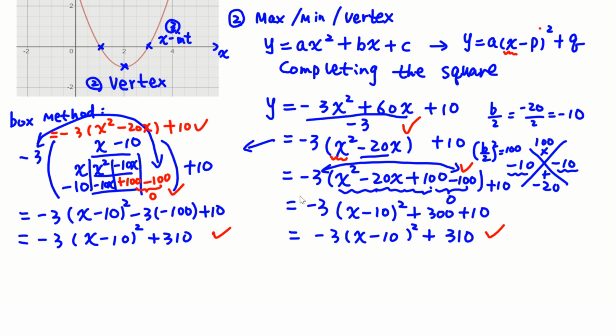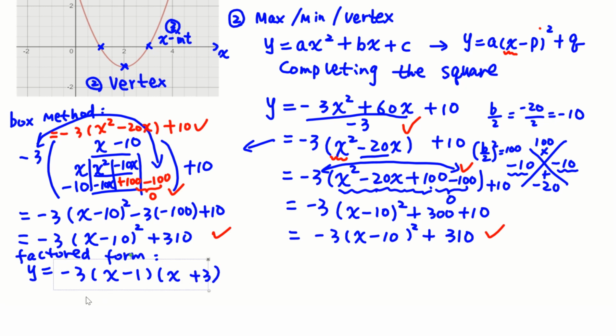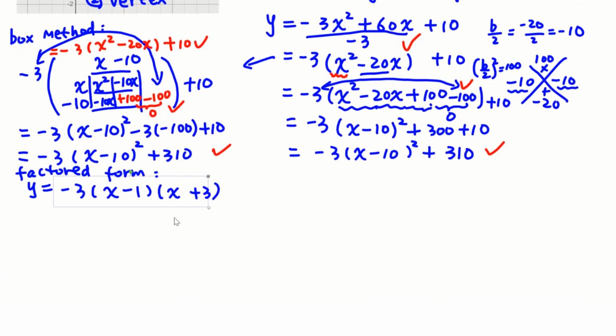And if factored form is given, then you are asked to find the vertex. For example, we have negative 3 bracket x minus 1, bracket x plus 3. This is factored form. From factored form, how can we find the vertex?